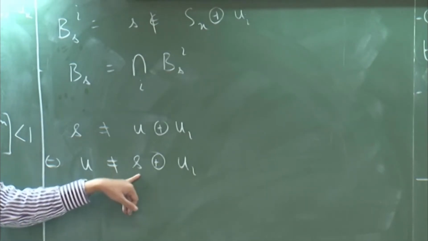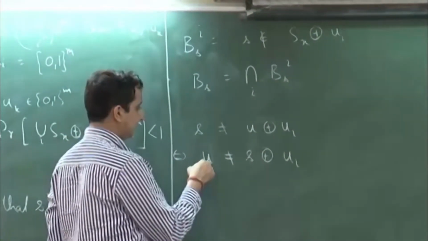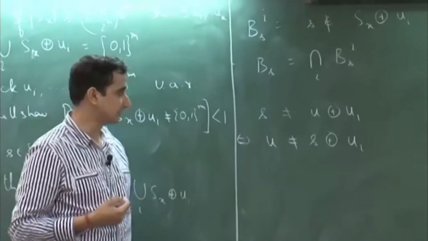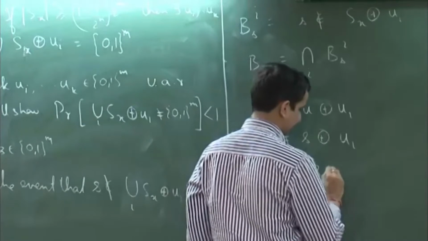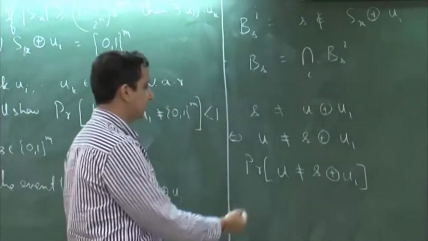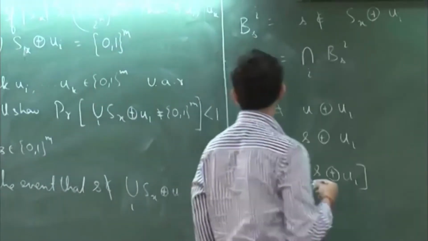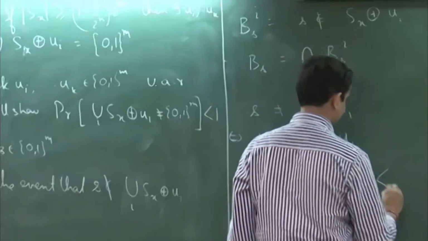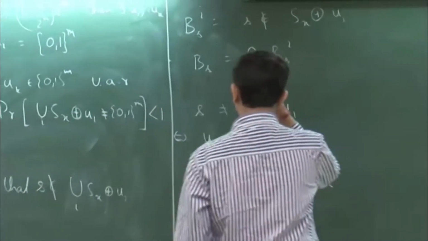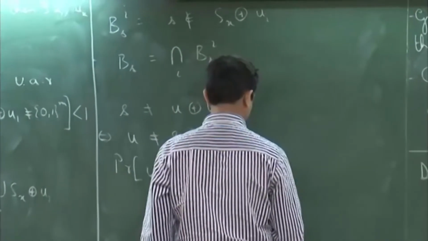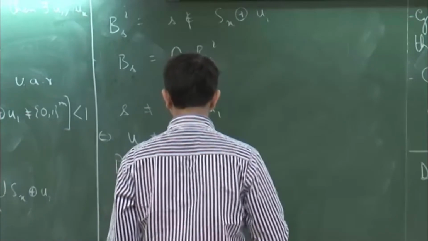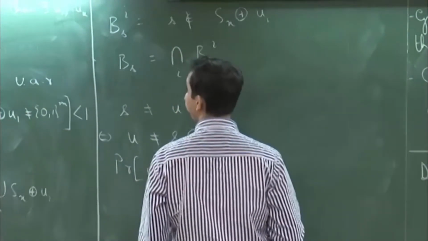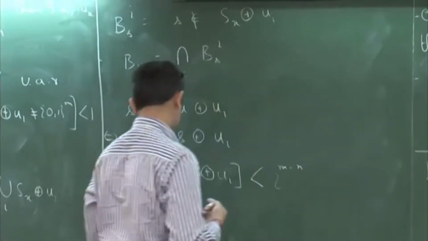Now we have fixed an S, and u_i is chosen uniformly at random from this entire universe. So the probability that a vector u is not equal to S ⊕ u_i is the probability that u does not belong to this set, and that we know is smaller than 2 to the power m minus n.